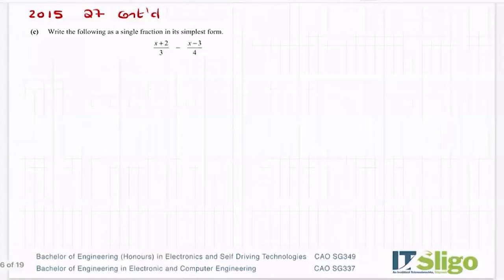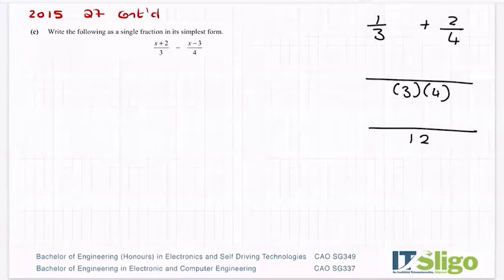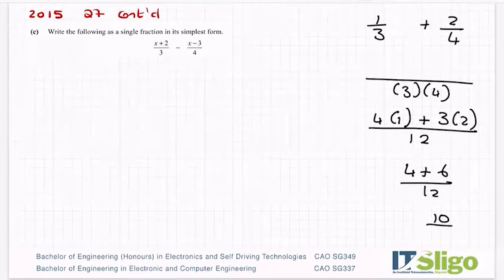Okay. And the third bit of that 2015 question was an algebraic fraction. And it said, write the following as a single fraction in its simplest form. Okay, so as with any other fraction, you have to get a common denominator. And the common denominator of 3s and 4s, you'll always get one if you multiply them. So I can write it as that, or I can write it as 12. Okay, and what you do is you go 3 into 12 goes 4 times by the number on top, plus 4 into 12 goes 3 times by the number on top. Okay, so that you'd get 4 plus 6 over 12 or 10 over 12. Okay, which is the same, of course, as 5 over 6.